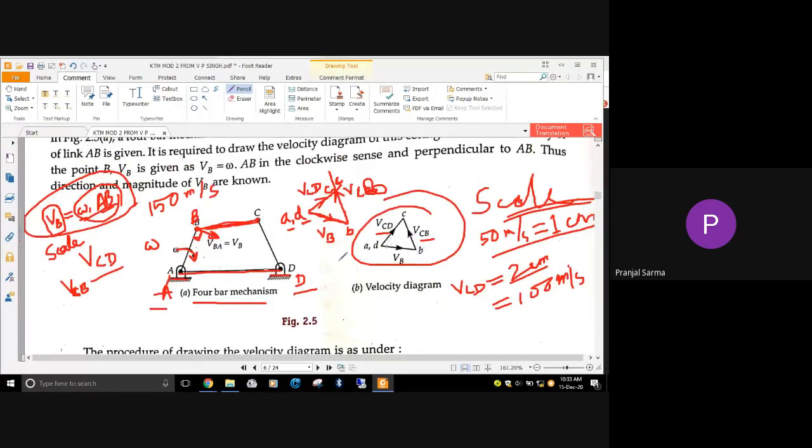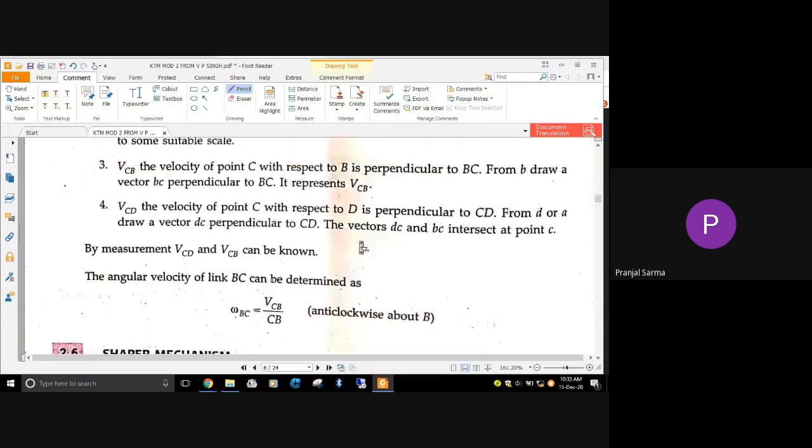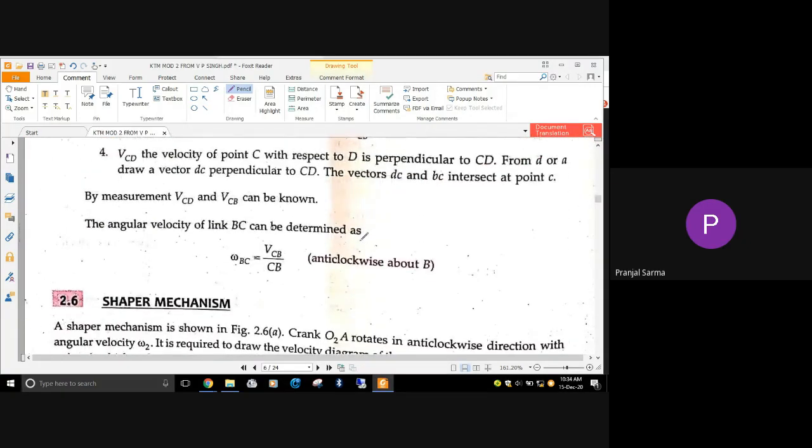And in between, suppose you have another point X between B and C, and you want to know its value. You locate this point in the similar ratio on the diagram, suppose this becomes point X. If you join it from the fixed point, that is A or D, that will give you the velocity of this point with respect to the original point. Understood? So this is how, by knowing the velocity diagram, velocities of different points of the mechanism can be obtained. Understood?